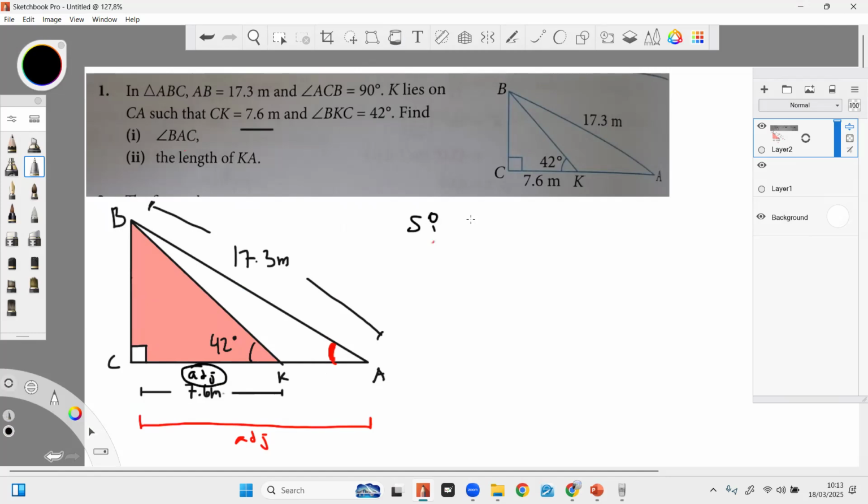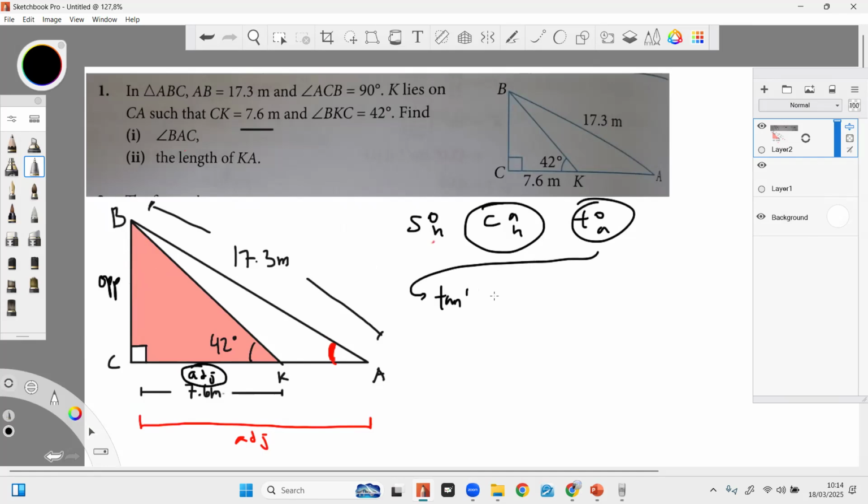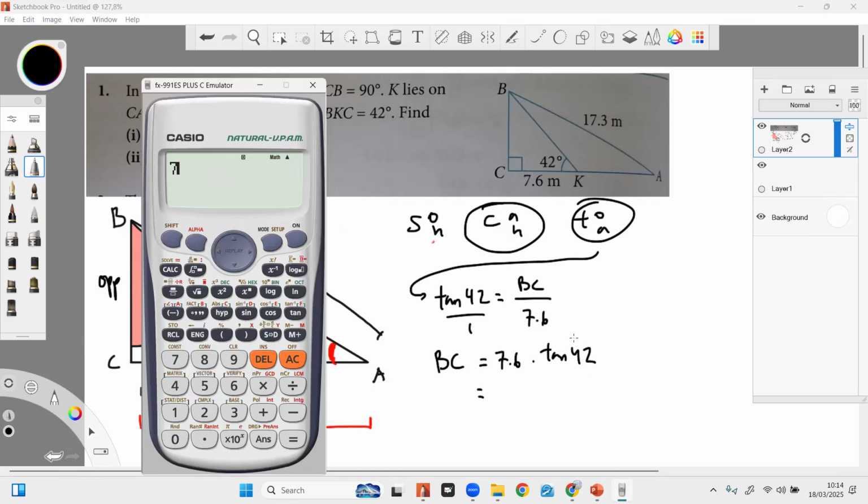Remember, we have the adjacent, so you can use either cos or tan, right? So we can find both. Try to find the opposite first. Okay, use tan. Tan 42 equals the opposite, which is BC, over the adjacent, which is 7.6. Cross multiply, we get BC equals 7.6 times tan 42. Write down 7.6 times tan 42.